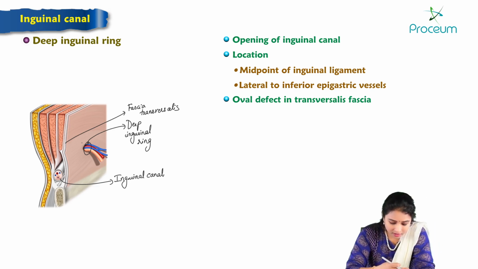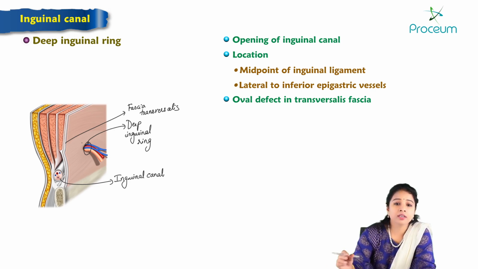This is a sagittal section showing the contents of the inguinal canal and also structures forming the roof and the posterior wall of the inguinal canal. We can see the fascia transversalis through which this aperture is seen, which is called the deep inguinal ring.